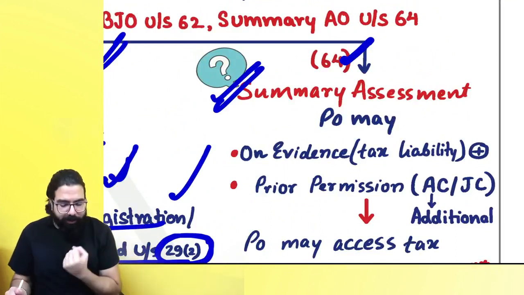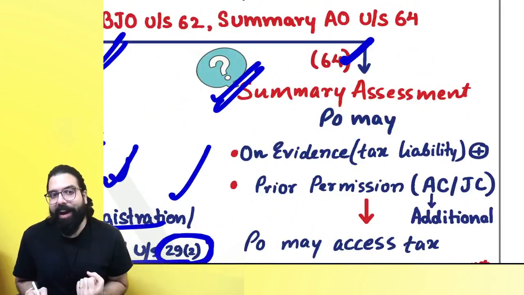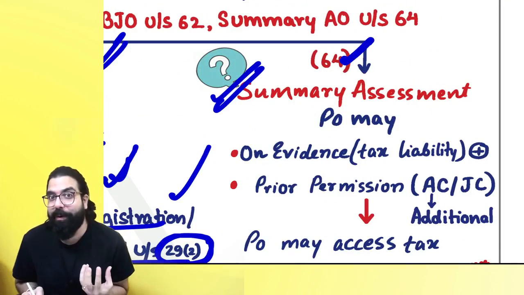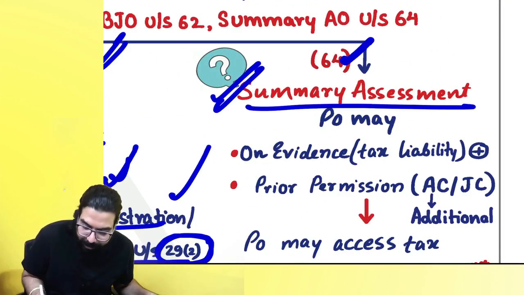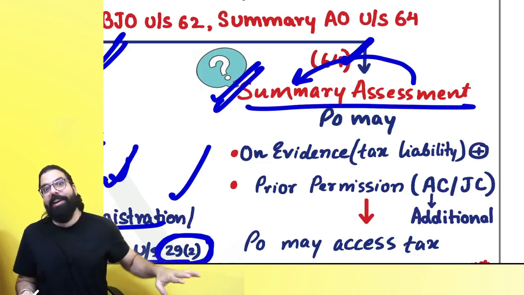Quick assessment. What is summary? Summary is the chart book. And what is the chart book? It is so that you can quickly revise. The same way, summary assessment means assessment being done quickly, as a shortcut.